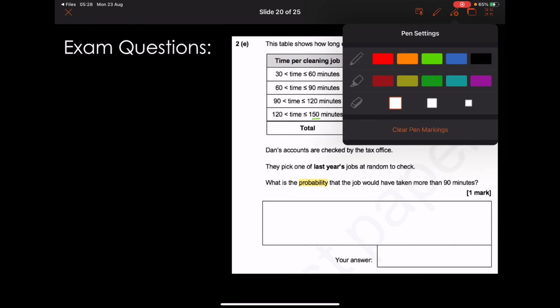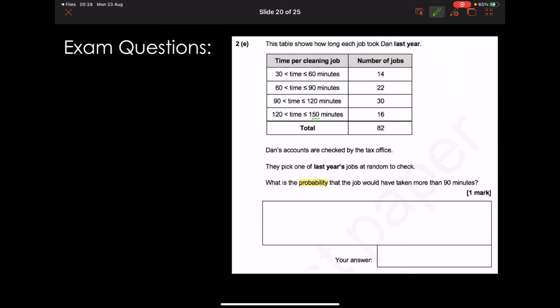The question then says, Dan's accounts are checked by the tax office. They pick one of last year's jobs at random to check. What is the probability that the job would have taken more than 90 minutes? More than 90 minutes. So what we need to do is we need to look and we need to see which jobs he did that were 90 minutes or more. Well, more than 90 minutes, sorry.